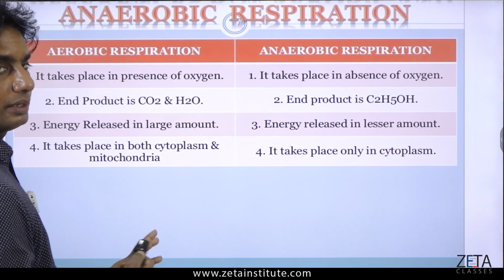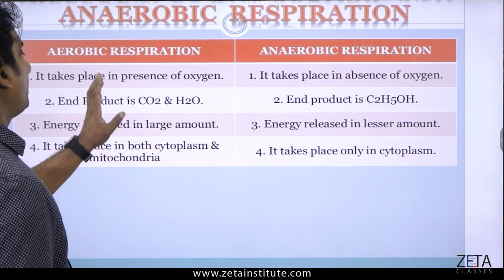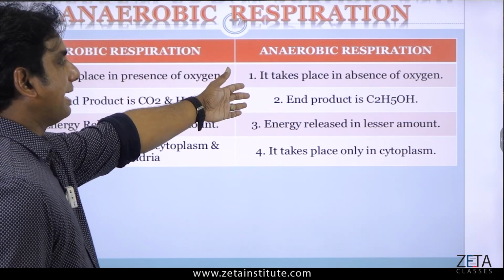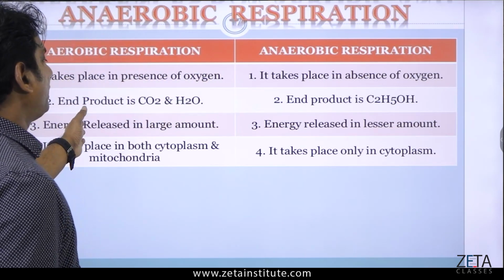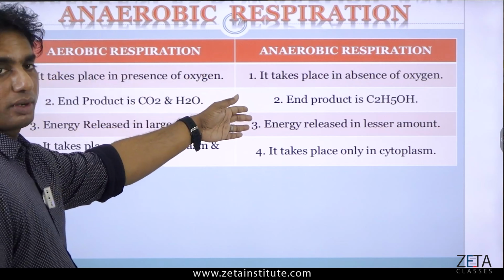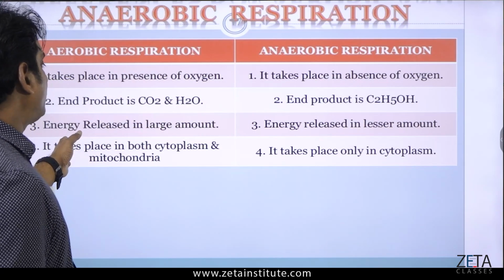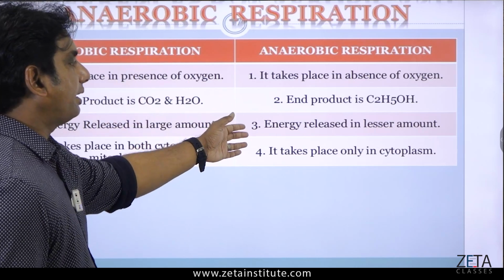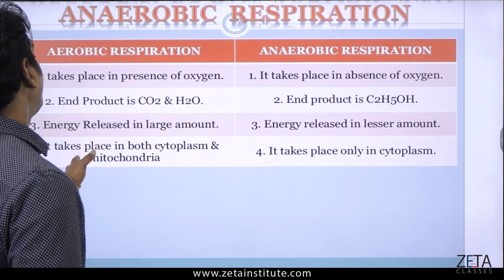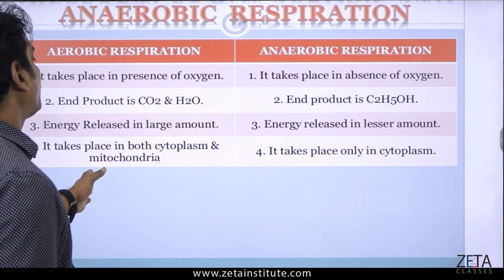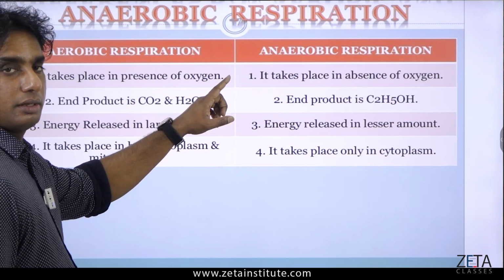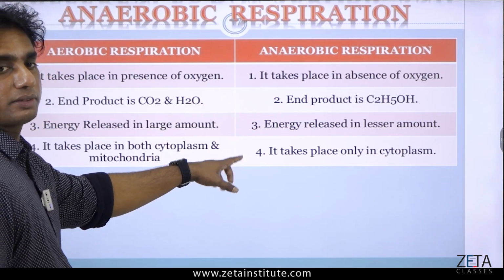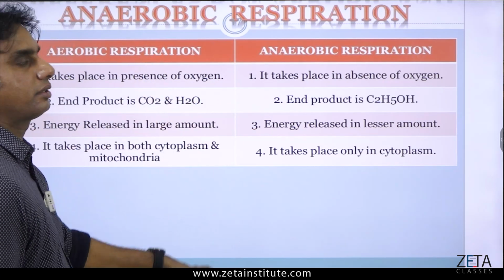So aerobic and anaerobic respiration are definitely different. One is in the presence of oxygen, another is in the absence of oxygen. The end product here is CO2 and water. Here the end product is ethanol. Energy is greater in amount in aerobic respiration. In anaerobic respiration, the energy released is in lesser amount. Aerobic takes place both in cytoplasm and mitochondria. Anaerobic only in cytoplasm. So location, functions, end product.